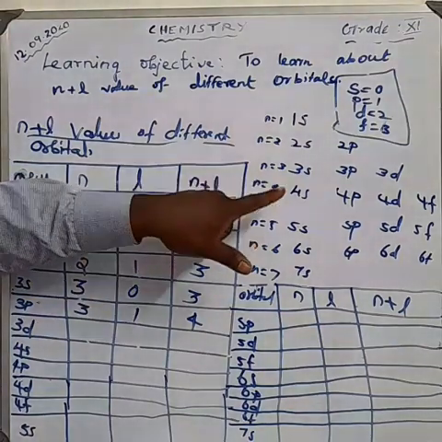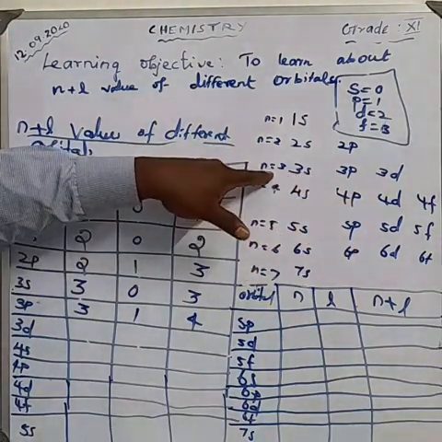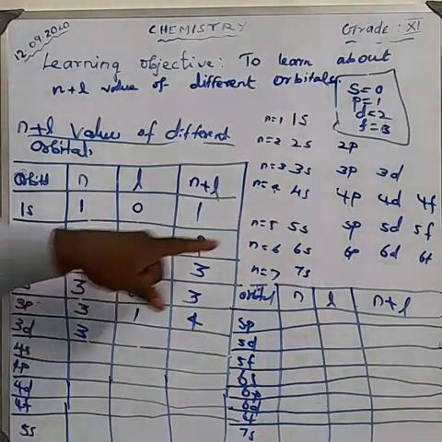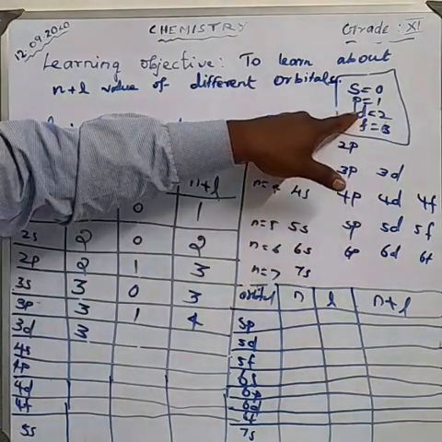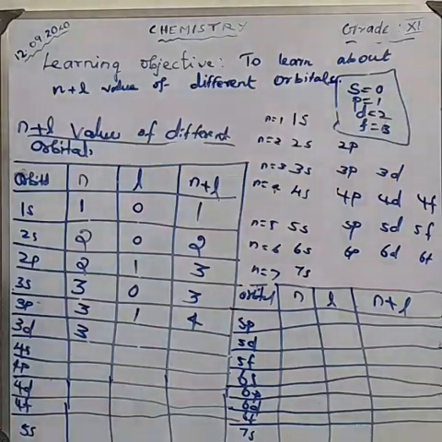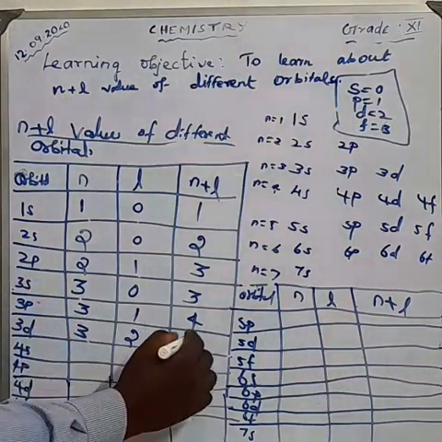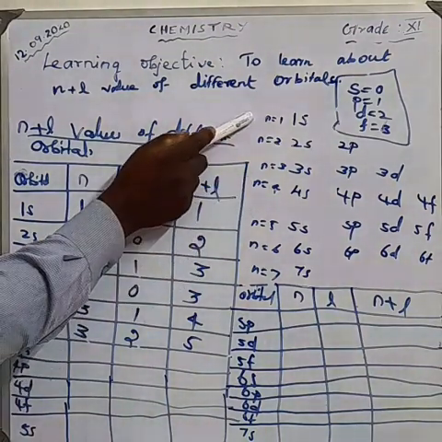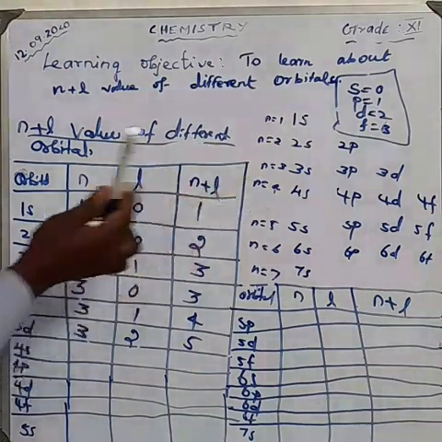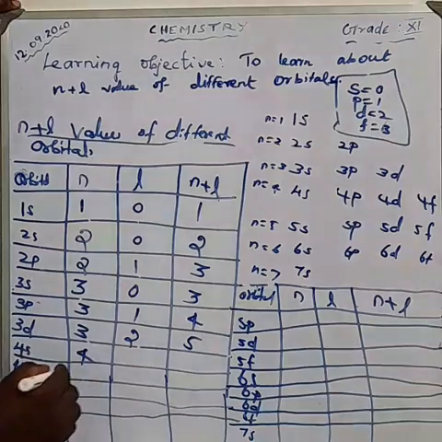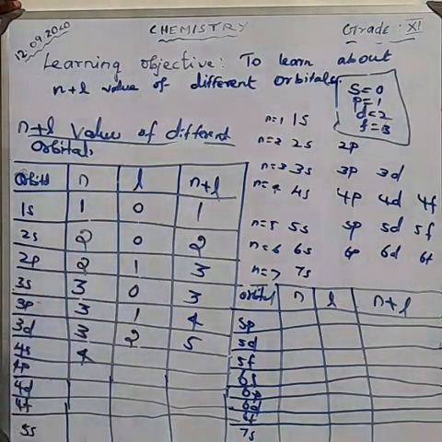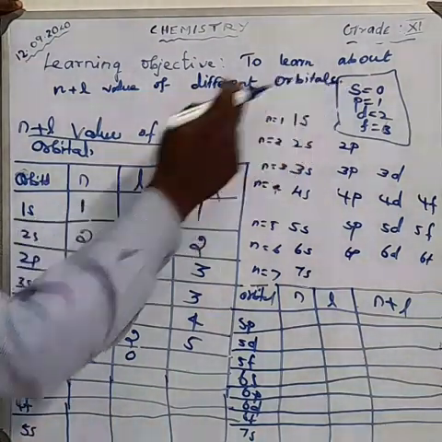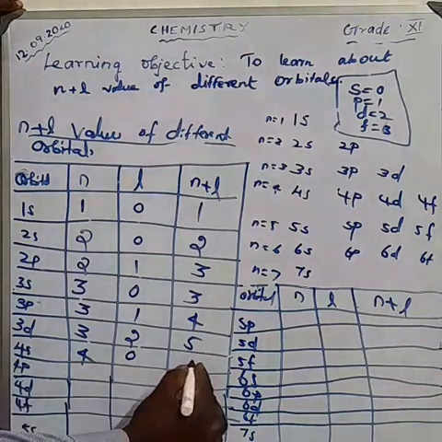Can you say about the D? 3D is occupied where n is equal to 3. And what is the D value? The D value is 2. So 3 plus 2 is equal to 5. Next, 4s occupies n is equal to 4. All S values become 0. Then 4 plus 0 is equal to 4.